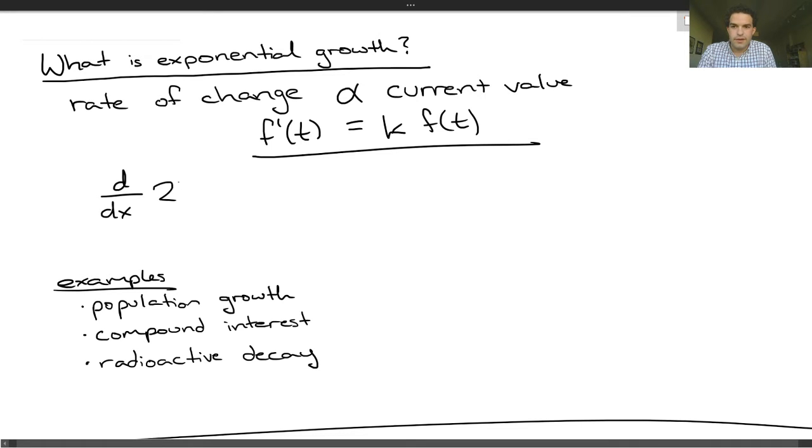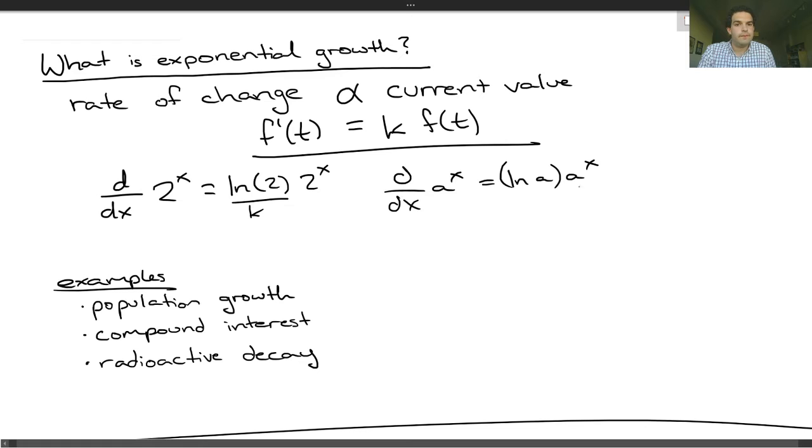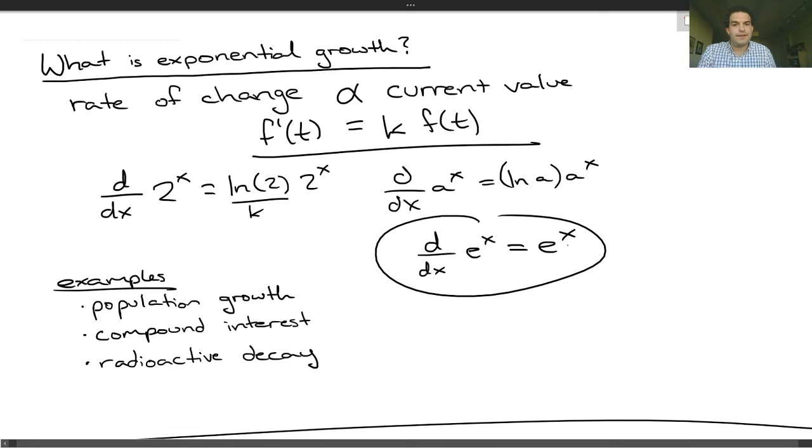So, for instance, if we look at 2 to the x, the derivative of that will be natural log of 2 times 2 to the x. So this would be our k value in this equation. And more generally, the derivative of a to the x is going to be the natural log of a times a to the x. And this means that the derivative of e to the x, e being the base of the natural log, that's just going to be e to the x itself.